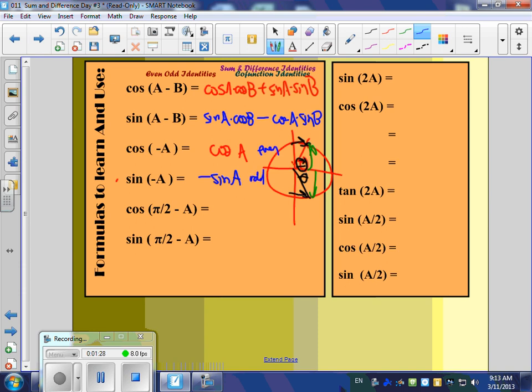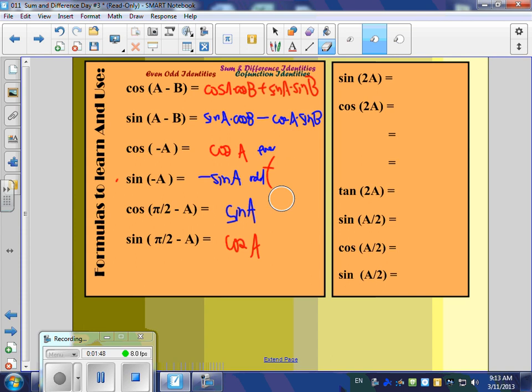All right, how about this one? Sine of pi over 2 minus A. What's that? That's the same as, remember flipping those orders, it's going to turn into the sine of A. And the sine of pi over 2 minus A is going to be what? Cosine of A. These are called the cofunction identities.